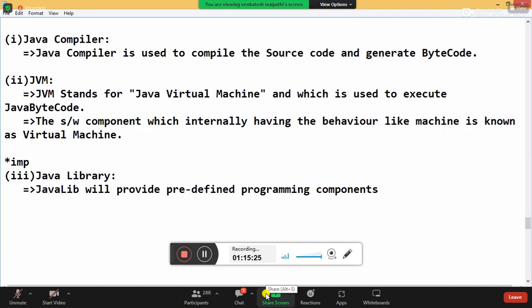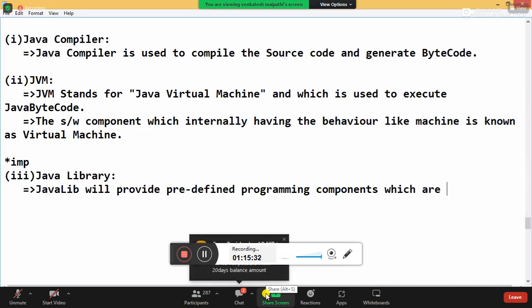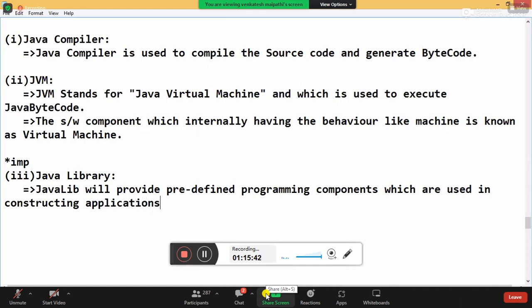So the Java library will provide predefined programming components which are used in constructing applications. Predefined programming components which are used in constructing applications. That's the point.